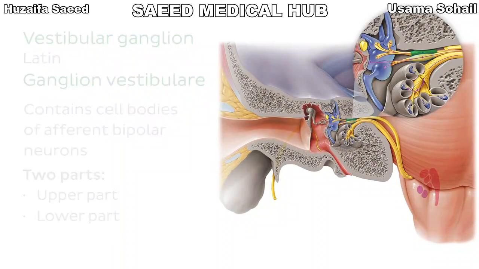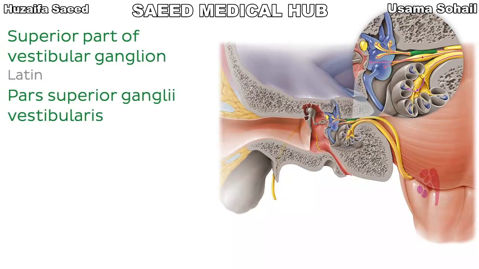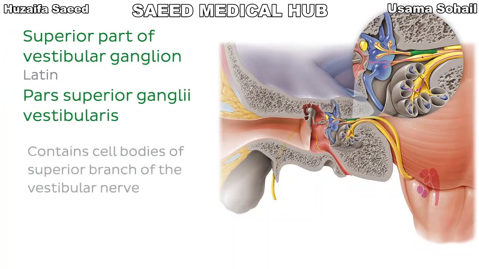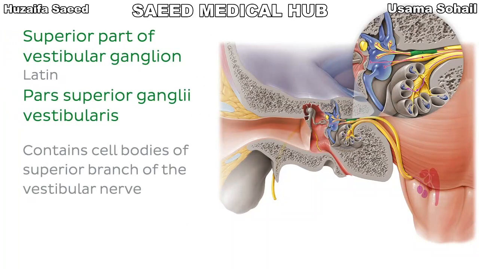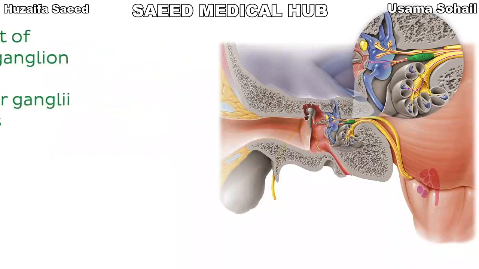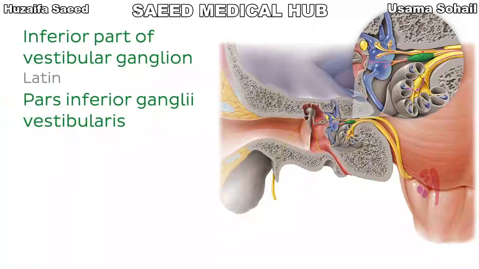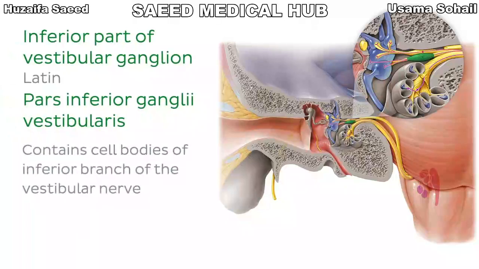So the upper part of the ganglion is formally called the superior part, and it contains the cell bodies of bipolar neurons that constitute the superior branch of the vestibular nerve. And as we've discussed before, these neurons receive and convey information from the anterior and lateral ampullae and the utricle. The lower part of the ganglion is formally called the inferior part, and it contains the cell bodies of bipolar neurons that constitute the inferior branch of the vestibular nerve, and as we've discussed before, these neurons receive and convey information from the posterior ampulla and the saccule.